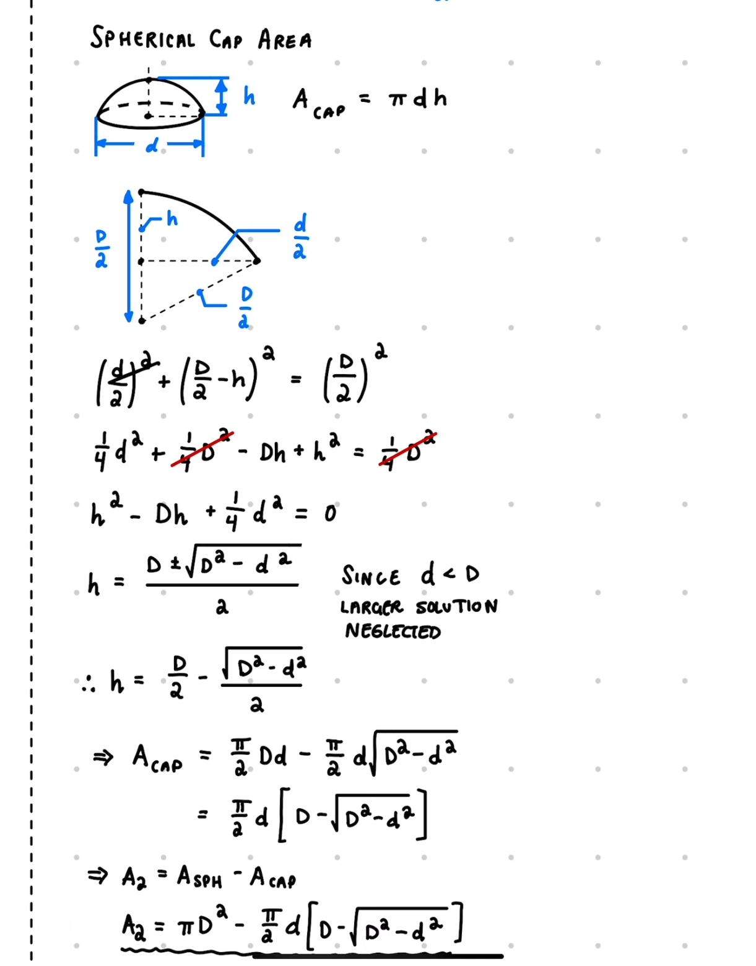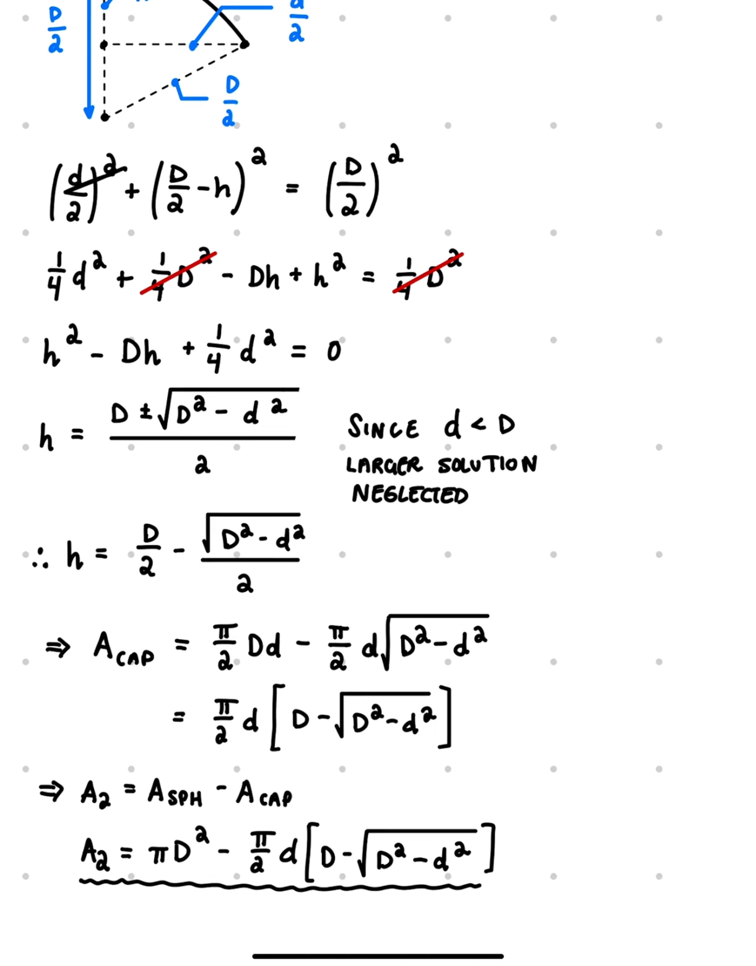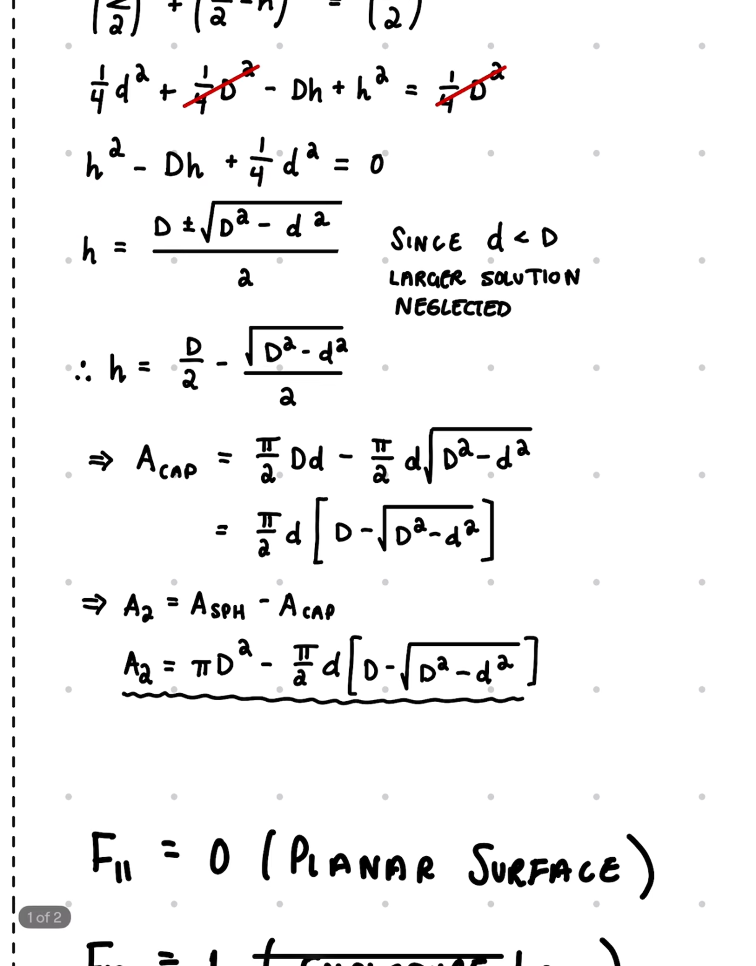By taking a cross section of this, we can notice that we can make a right triangle here, and we can find that (d/2 - h) squared, so that is going to be this leg, plus (d/2) squared, which is this leg, equals (D/2) squared. And then we can back h out of that, it's going to turn into a quadratic equation where we can solve for h.